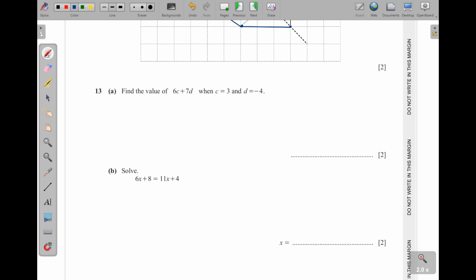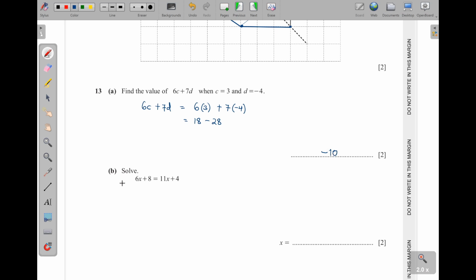Next, number 13, part A, find the value of 6c plus 7d when c is equal to 3 and d is equal to -4. So 6c plus 7d is going to be equal to 6 times 3. It's just a matter of substitution. Then 7 times -4. 6 times 3, that will be 18. Then minus 7 times 4, that will be -28. And 18 and 28, the difference is 10. But which one is the biggest? The biggest is 28. So we take the sign of the biggest value. So that is -10.